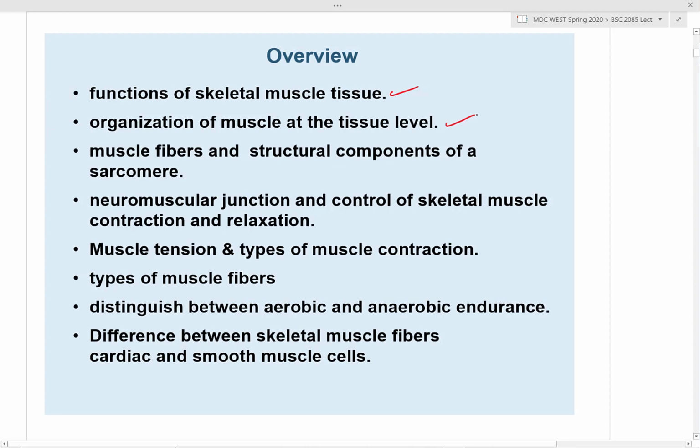So organization of muscle at the tissue level, you're gonna do that. So we're gonna talk about the myosin, the actins, right? The myofibril, right? Muscle fibers and structural components of the sarcomere. We're gonna talk about that as well. This one is a feature that goes into nervous tissue, but you're gonna start learning that one, which is the neuromuscular junction. A neuromuscular junction is no more than a neuron.